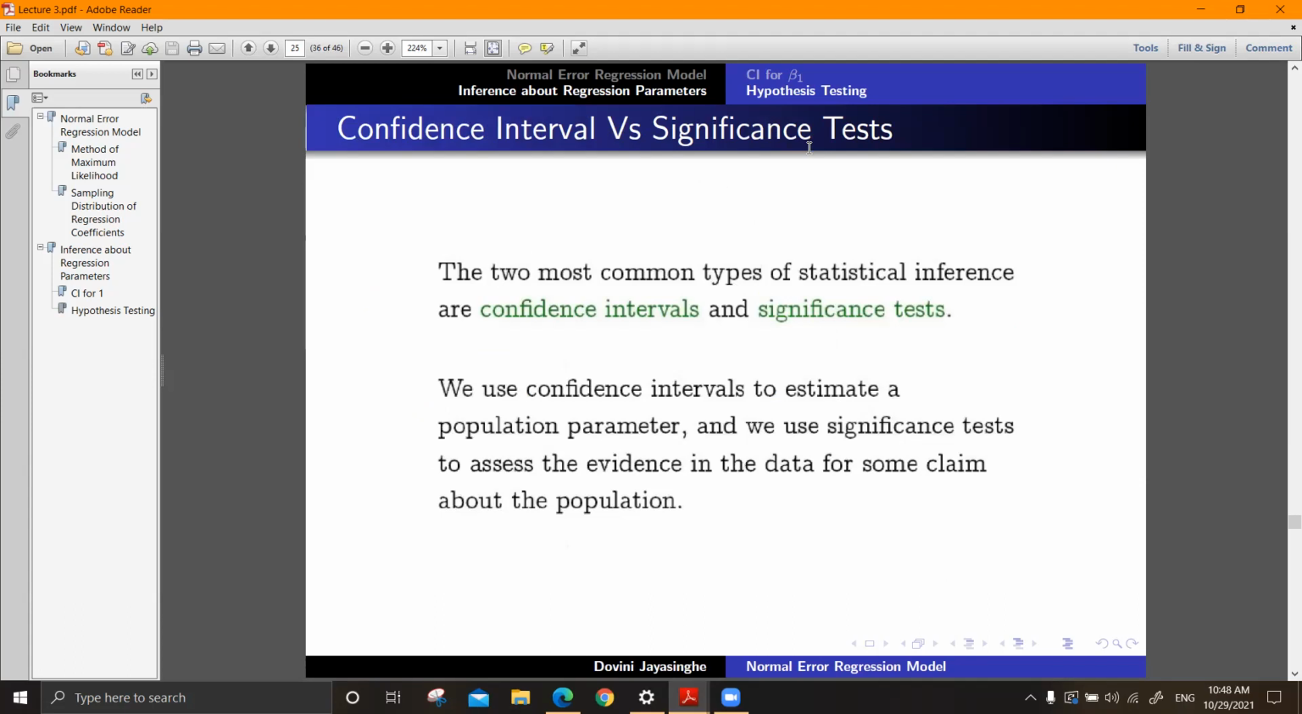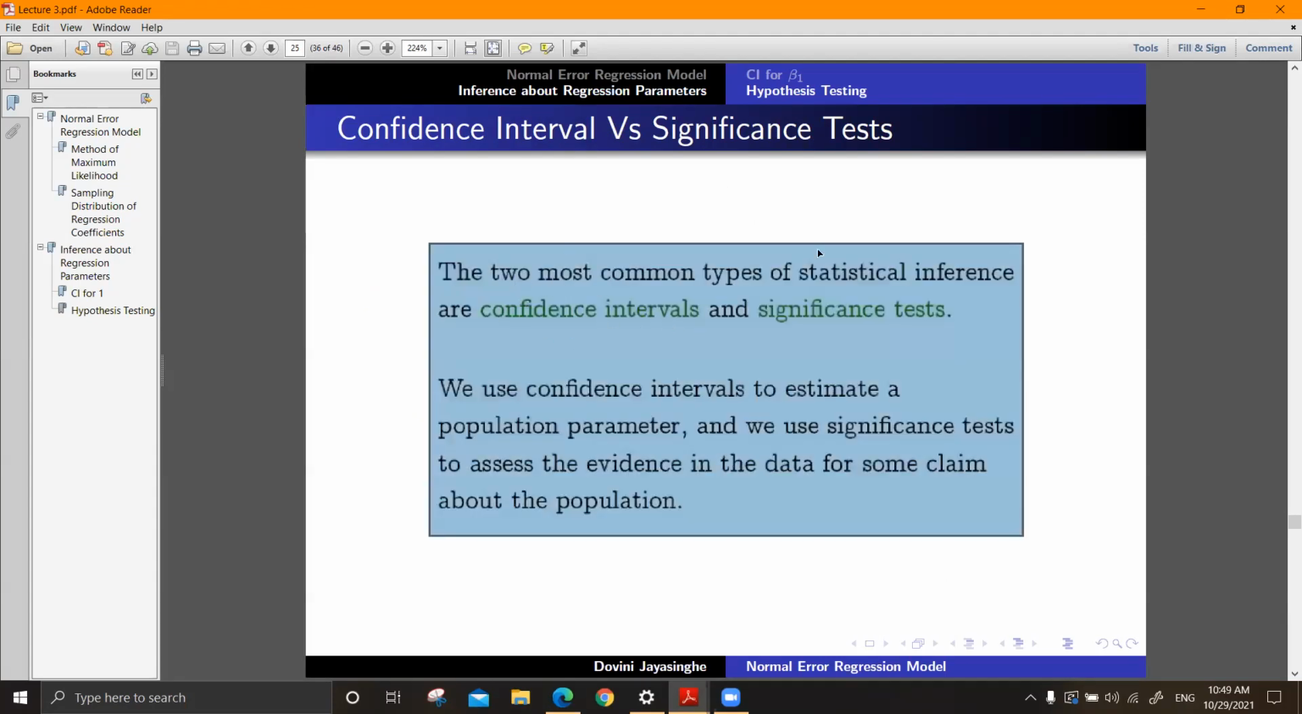Confidence interval versus significance test. The two most common types of statistical inference are confidence interval and significance test. Basically, confidence interval technique and hypothesis testing technique. That is what it says. We use confidence intervals to estimate a population parameter, and we use significance tests to assess the evidence in the data for some claim about the population.